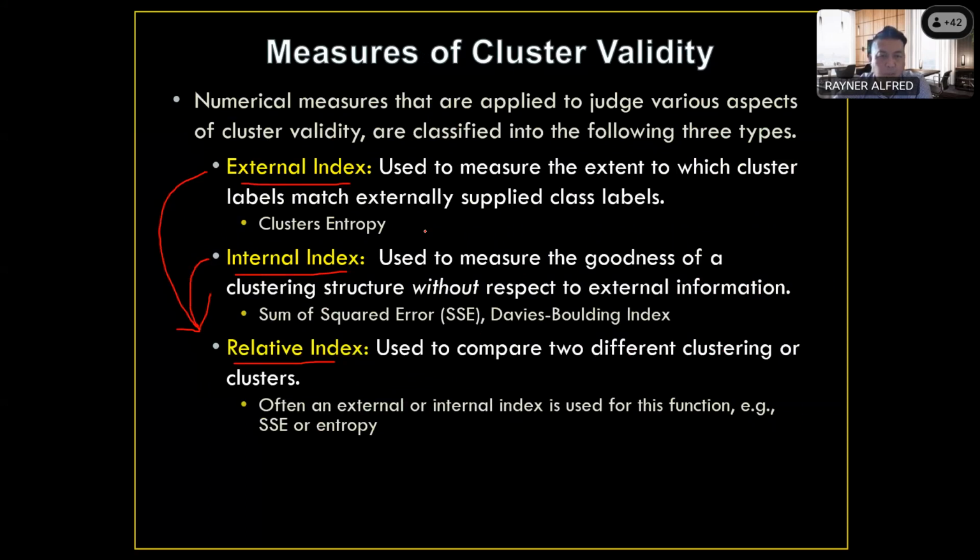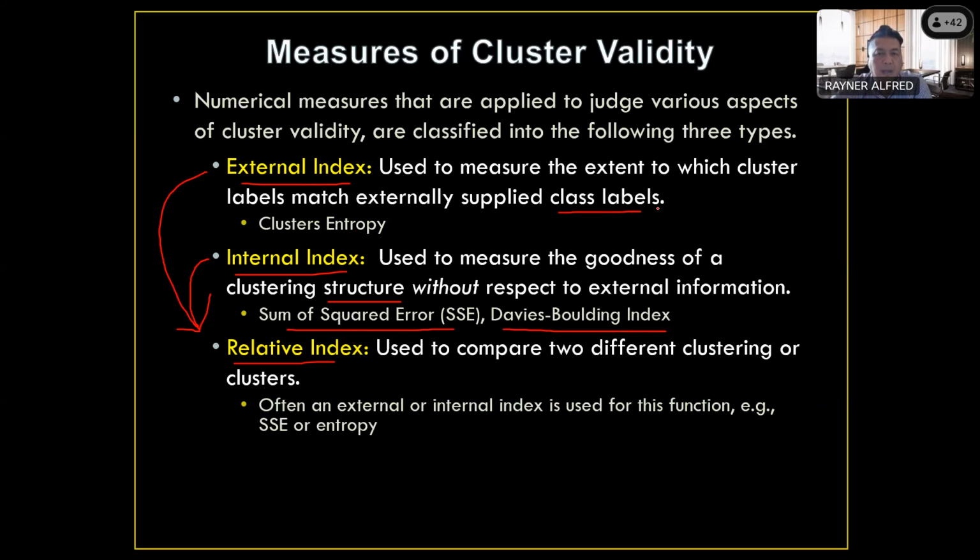So the difference between these two: the internal refers to the structure, so it is looking at the compactness of your cluster. And also this Davies-Bouldin index, they are looking at the compactness and also how far the clusters are separated. Okay, and for this external index, they are looking at other things like the characteristics of the data, the label of the data, and so on. So this is looking at the class label.